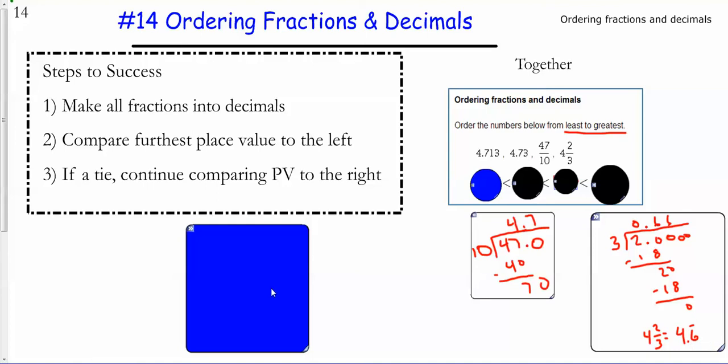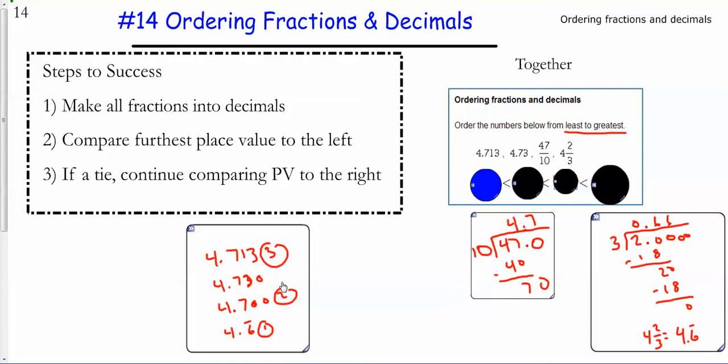So after I make them into decimals, so now I have 4 decimals, I'm going to line them up. So when I line them up, I see all my 4s. I got 7, 7, 7, and then 6. Well, I know which one's the smallest. Okay, the 4 and 2/3.